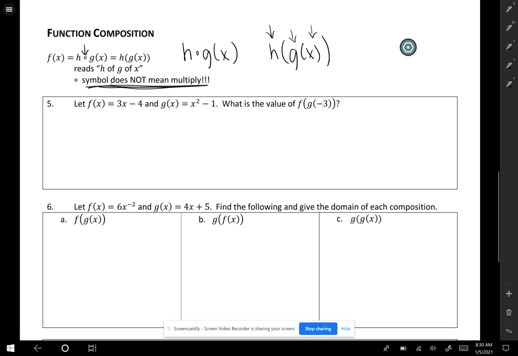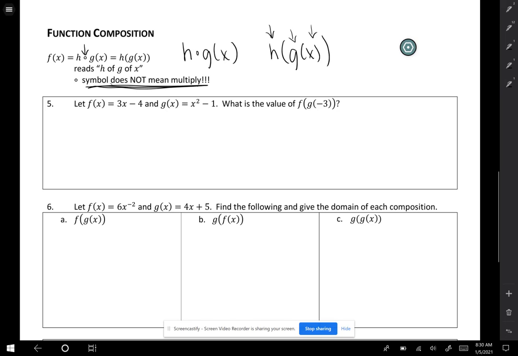Now, what we're doing here is we're taking the function h and we're replacing x with what g of x equals. That's what it's doing. So you're replacing x in one function with the value of the other function. So let's take a look at some problems like this.